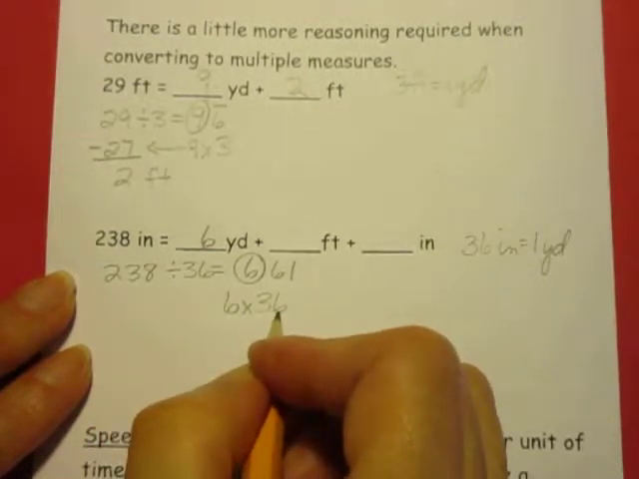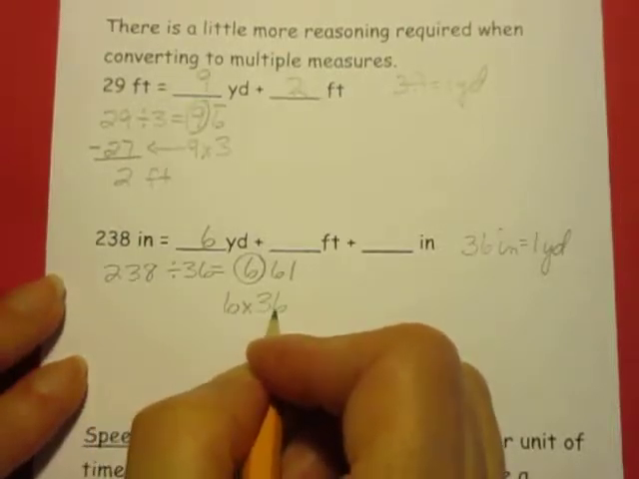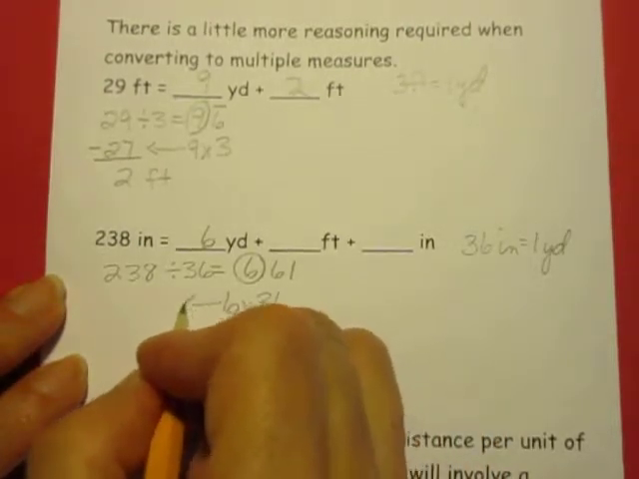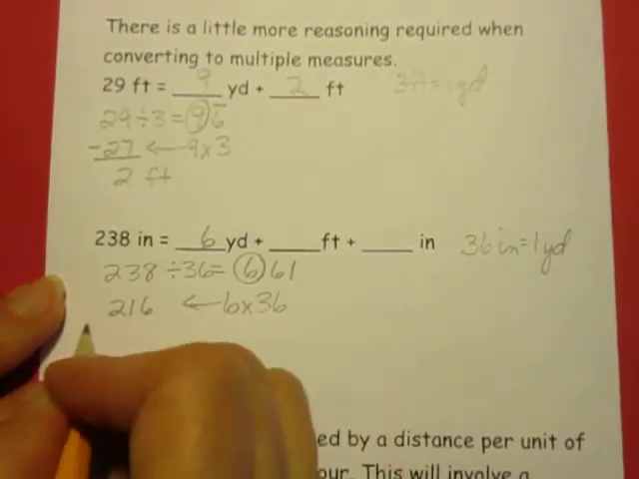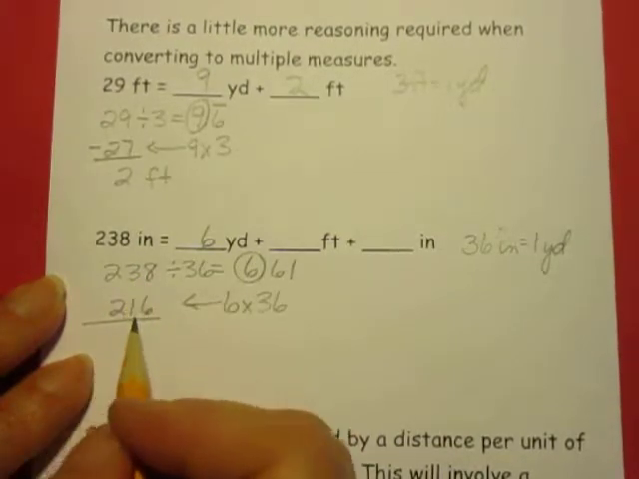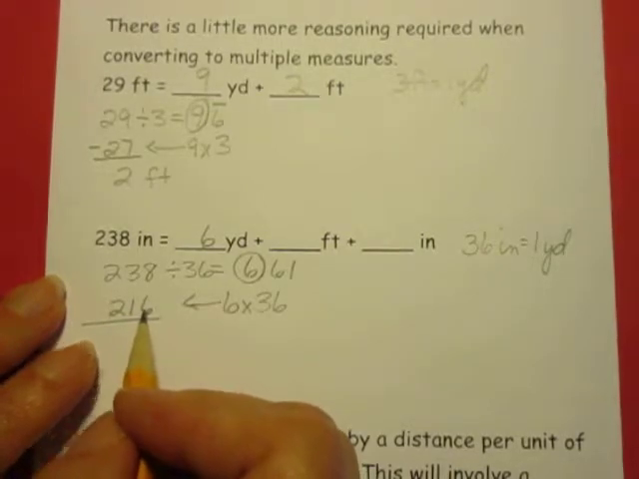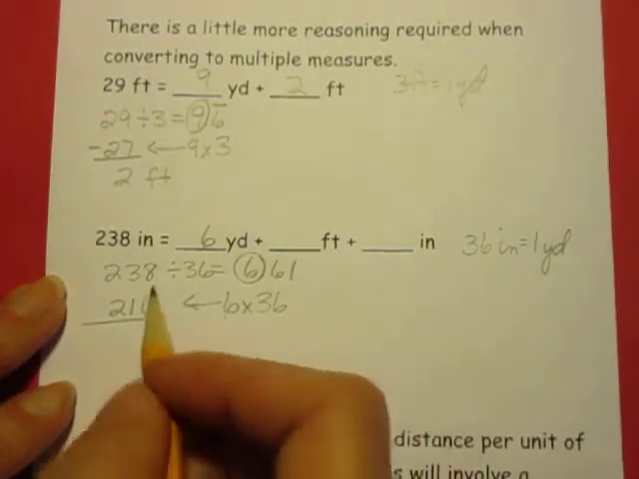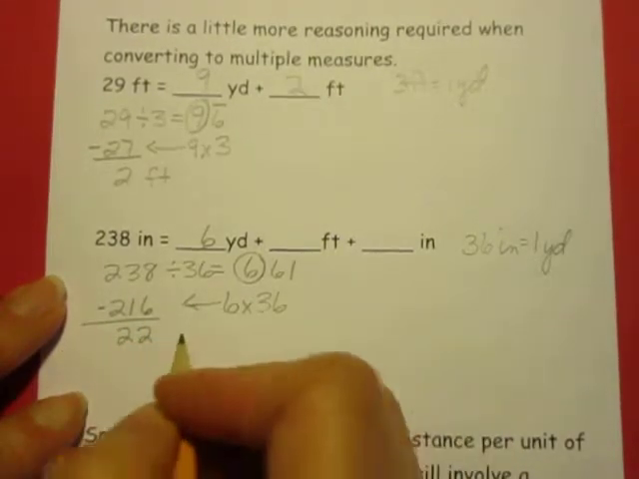Again, there's 36 inches in each of those yards. So I'm going to say 6 times 36, which will give me 216. Again, just kind of working backwards here. And I'm going to take that 216 inches away from the 238, simply because I know that that 216 inches is accounted for in those 6 yards. So when I remove that, I get 22 inches left over.